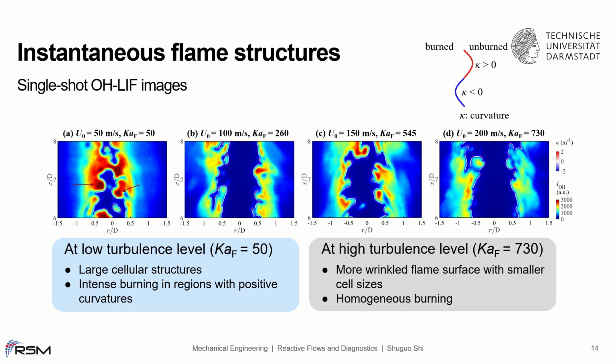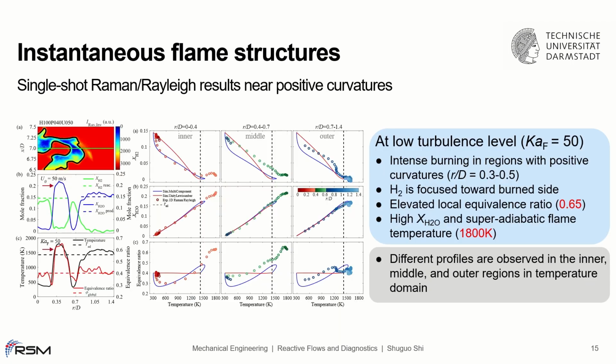As the Karlovitz number increases, the flame surface is more disturbed by the turbulence. At high turbulence level, as shown on the right side, the flame surface is more wrinkled with smaller cell structures, and the burning becomes more homogeneous.